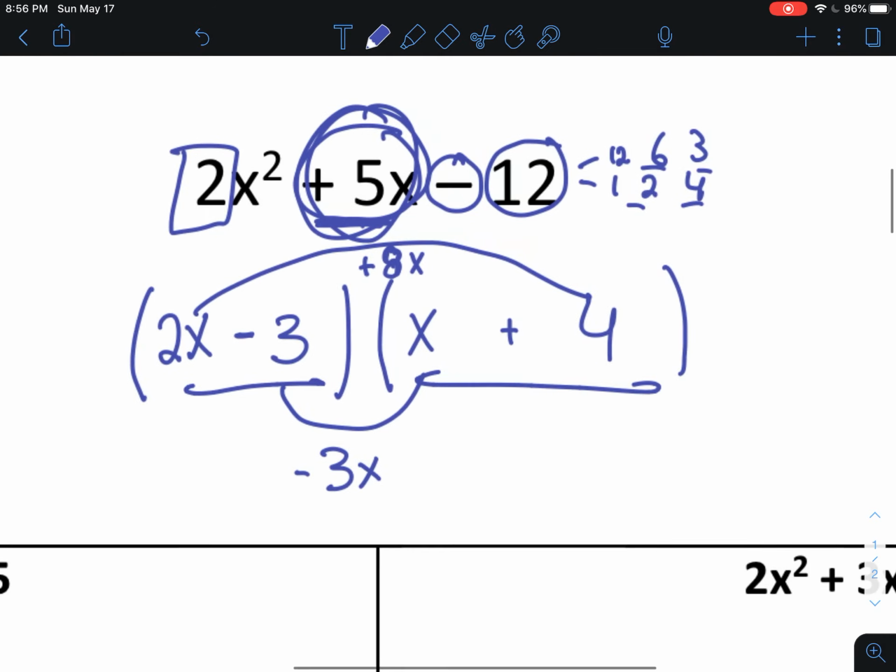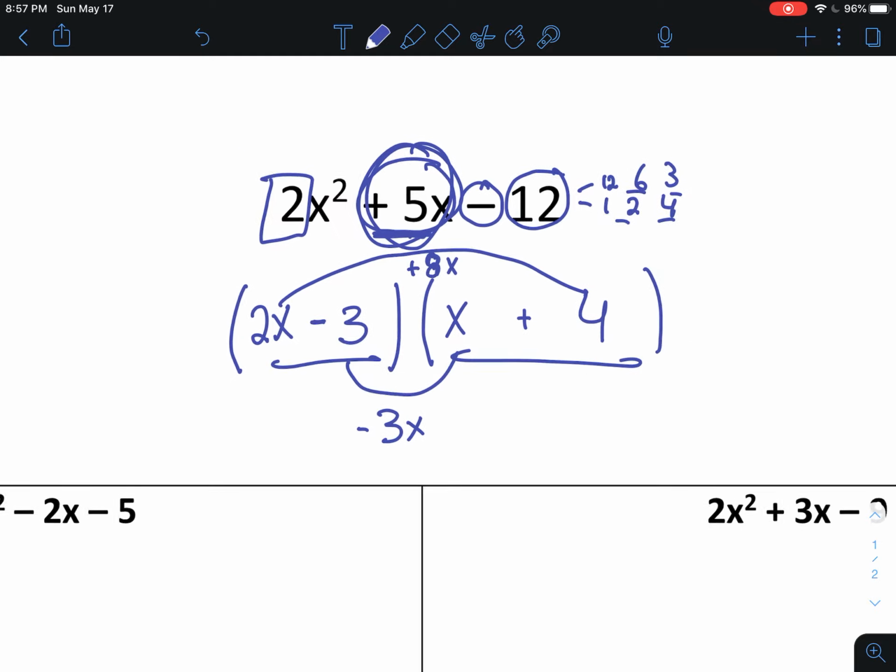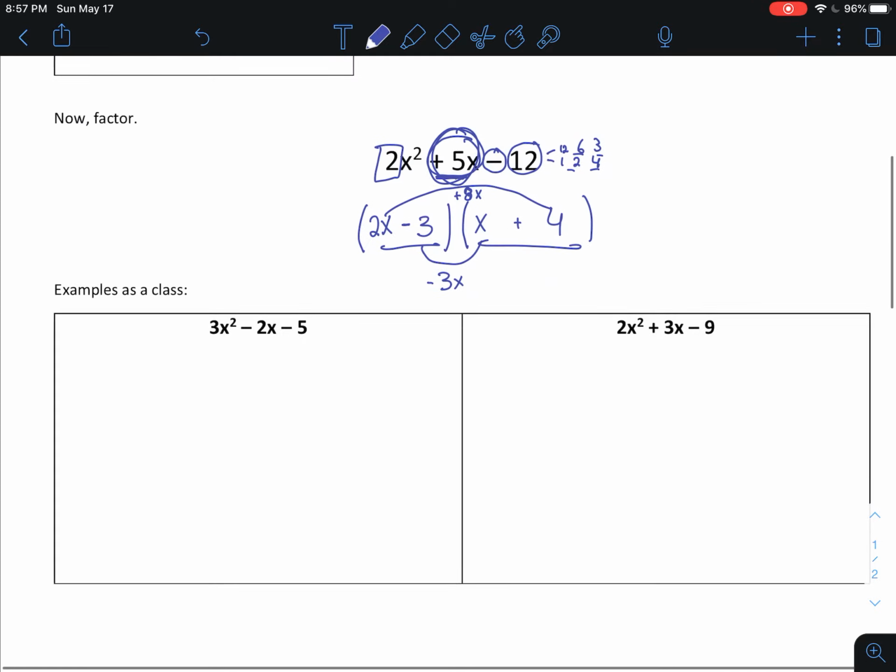Okay? So that is your guess and check method. And really, guys, it's just plugging in numbers and seeing if they work. Okay? I'm going to show you the other method that is a little bit less guess and check.